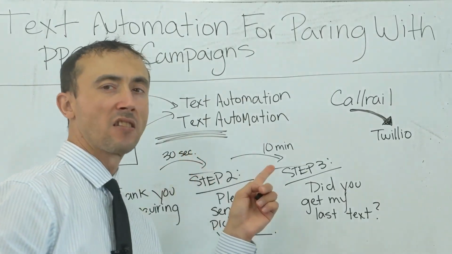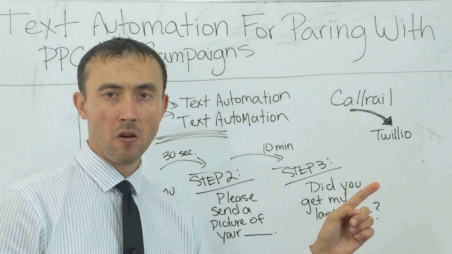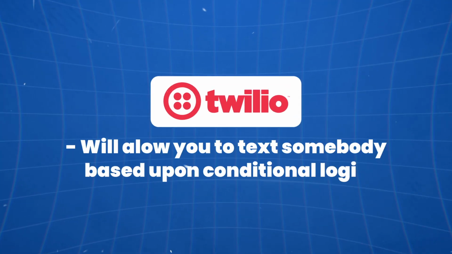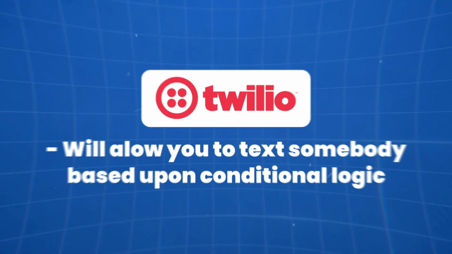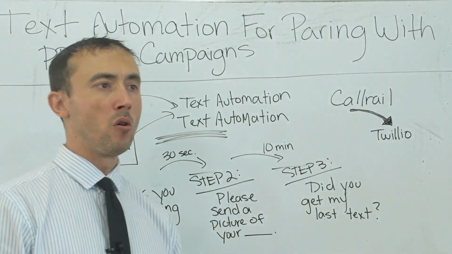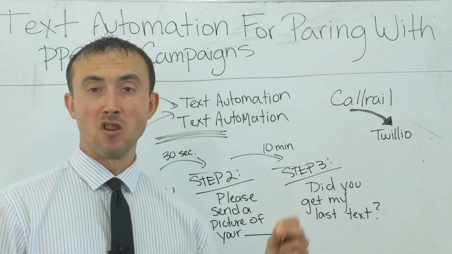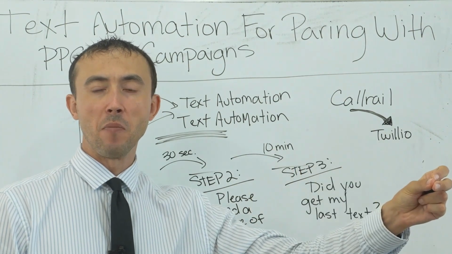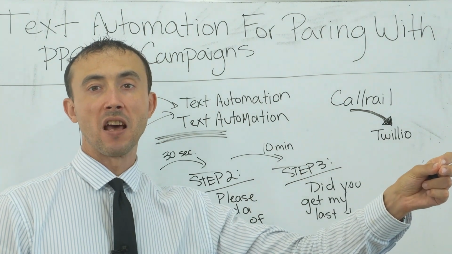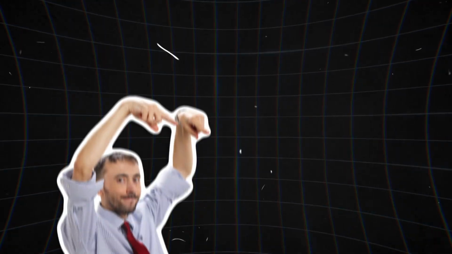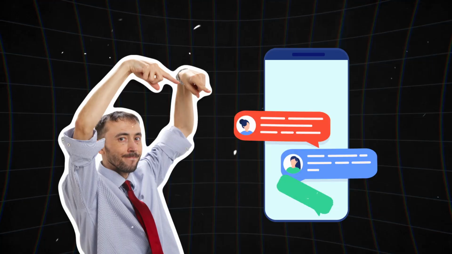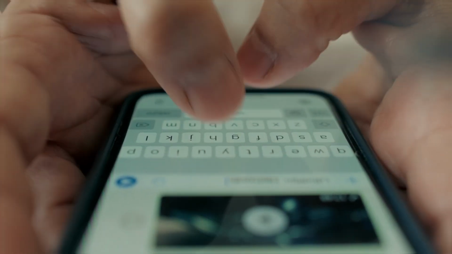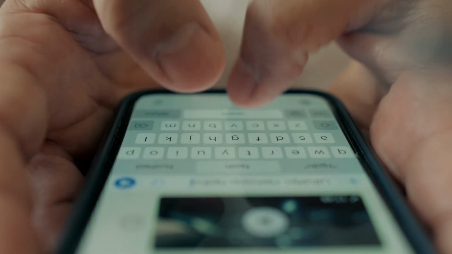You can set up that text automation campaign through Twilio. Twilio will allow you to text somebody based upon conditional logic. That is, somebody who calls a certain number, a text message can be sent out. Somebody who fills out a form and triggers their API, a text message can be sent out to the person who filled out the form. It can then kick off another infinite string of different text messages that can go out to somebody. It can send a text, wait a minute, text again, some other message.